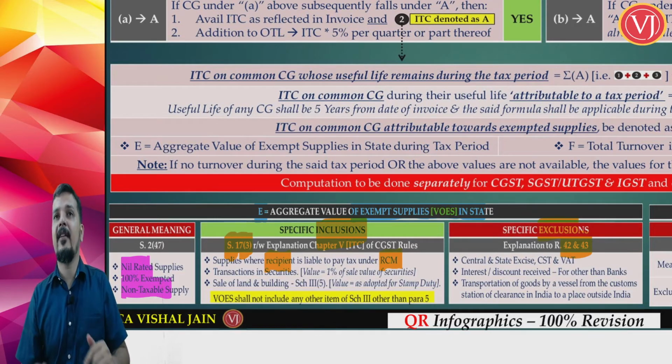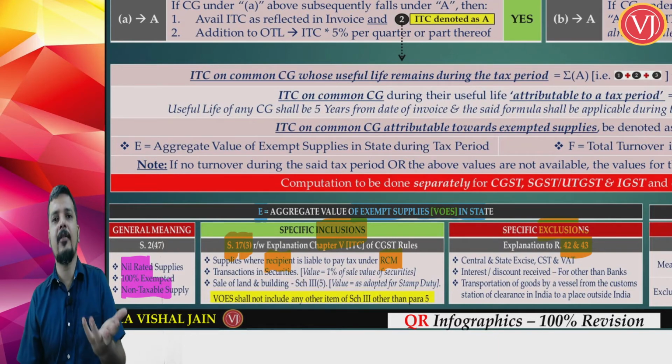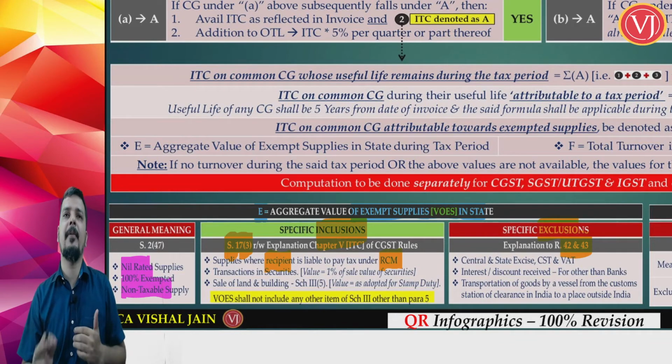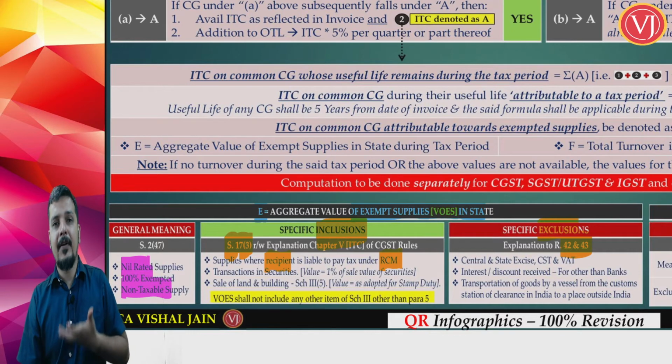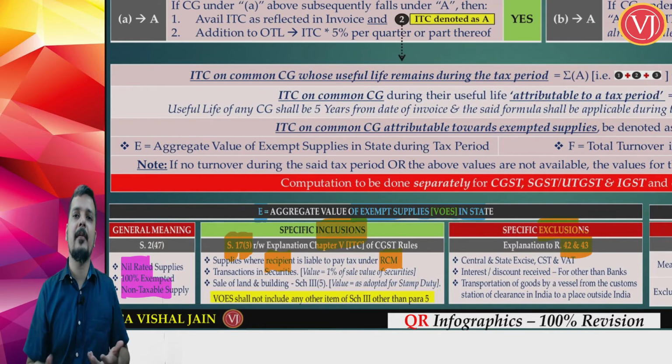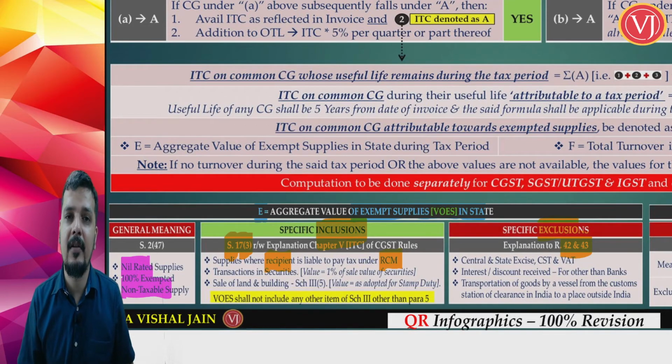You are not paying tax, but your customer will pay tax under RCM. Obviously, it is your turnover. No doubt that it is your turnover because it is your outward supply. You are not paying tax, your recipient will pay tax under RCM. But if it is your turnover, will it be included in exempt turnover? Technically, it is not exempt, but for the purpose of 42-43, it is included in exempt turnover.